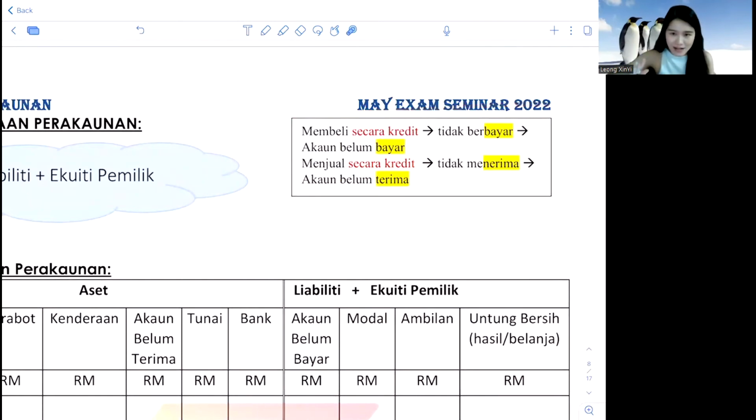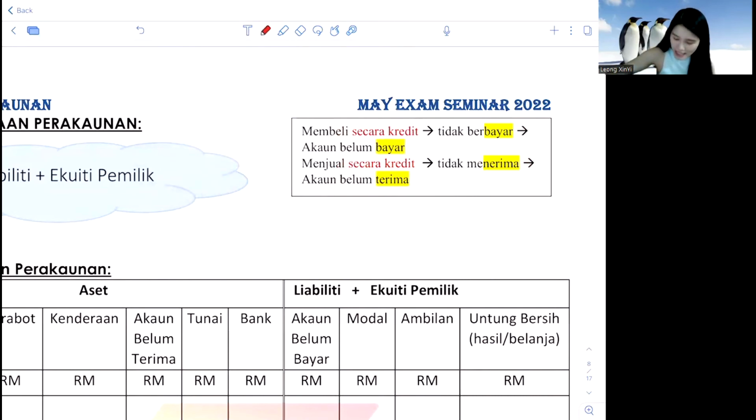When to use account belum bayar? When you beli secara kredit, because you never pay, so it's called belum bayar. While menjual secara kredit, you are selling, you should be receiving, but have you? You haven't, so it's called belum terima. So that is the situation where you use them.